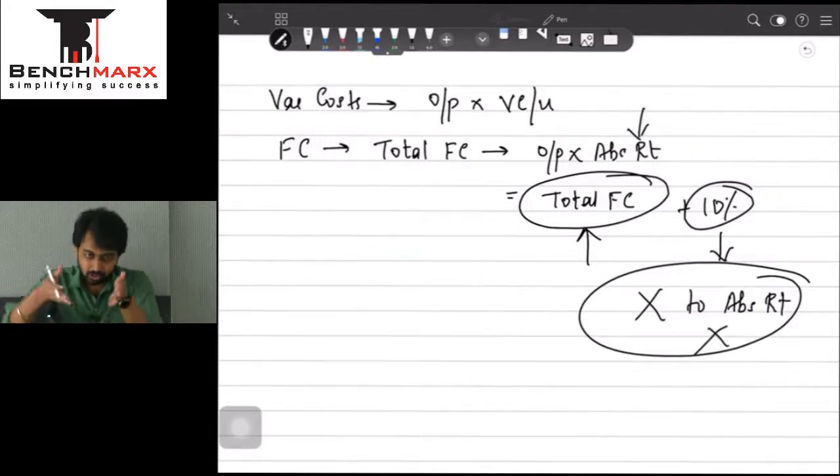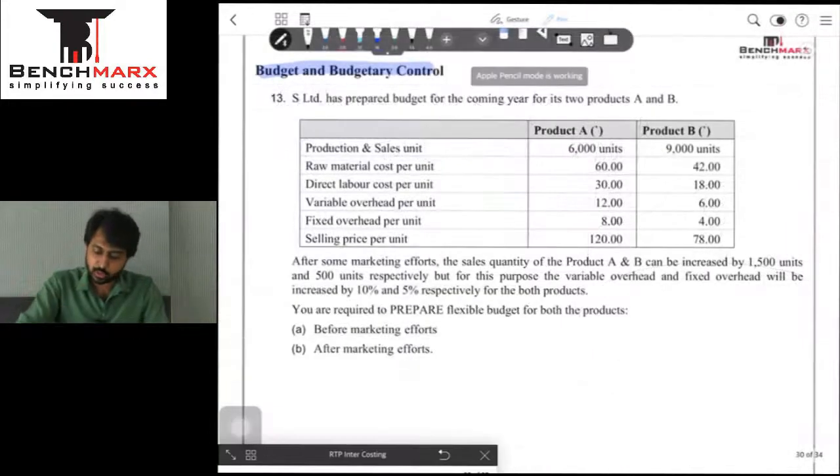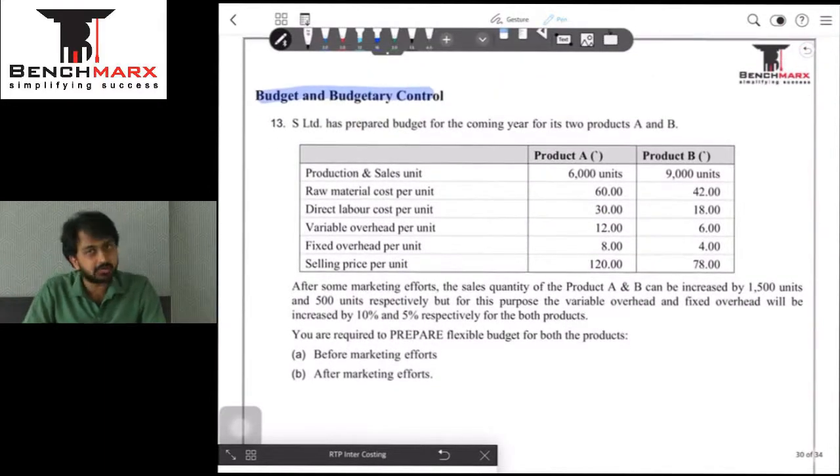Okay. Based on this concept of flexible budgets, we will be doing question number 13, and this appears to be the last question in the May 19 RTP. So let us start the last question, and then we will be starting with the next RTP, obviously in the next session. So question number 13, last question for May 19 RTP.